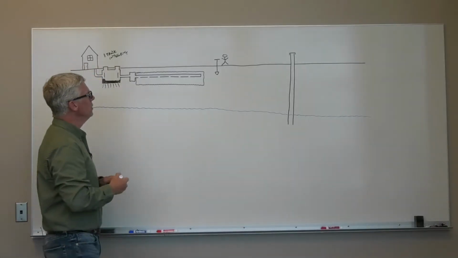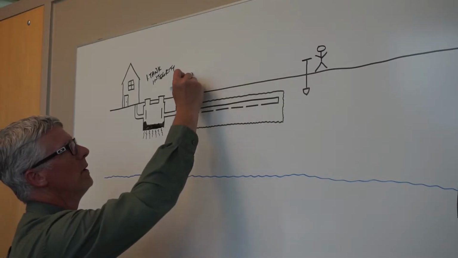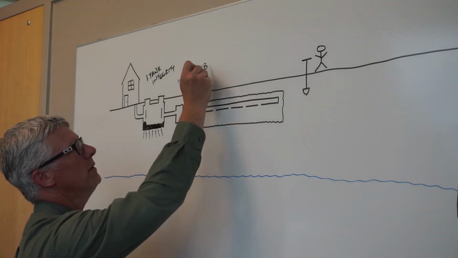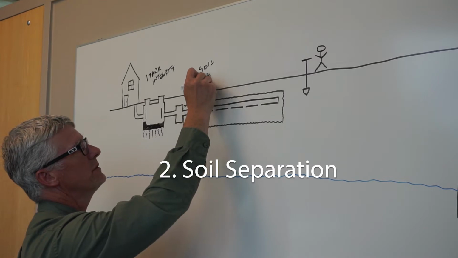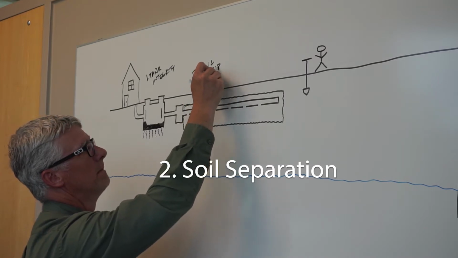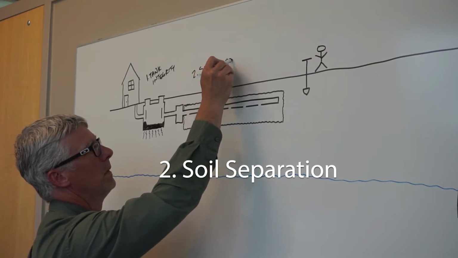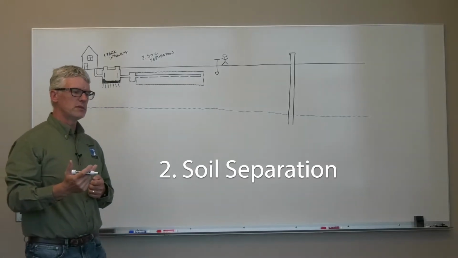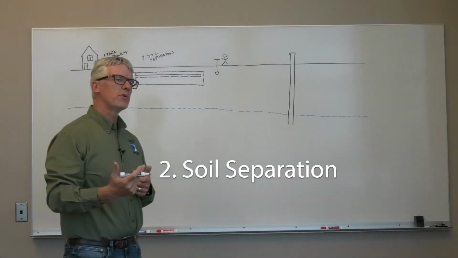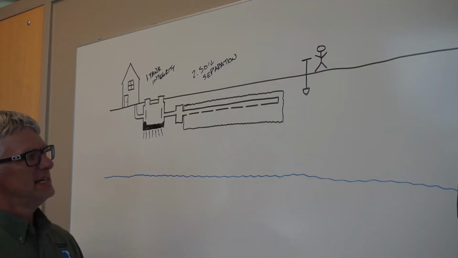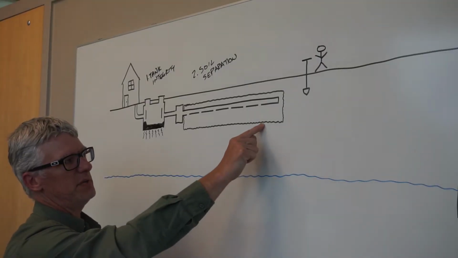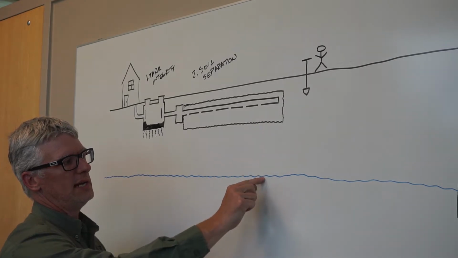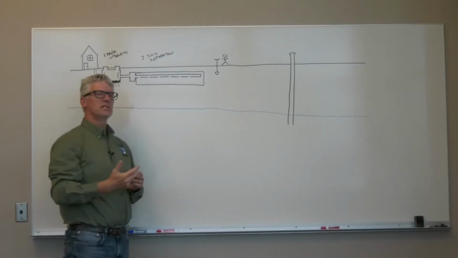Item number two is what we call soil separation. What you'll hear a lot of times, the term that the professionals will use is vertical separation. That is the distance between the bottom of the system and any type of restriction. Most often it's water table.